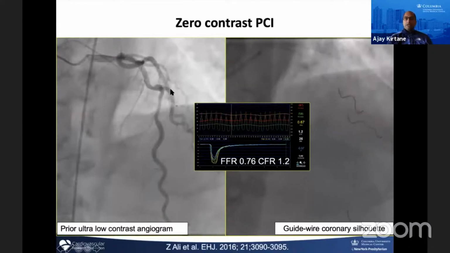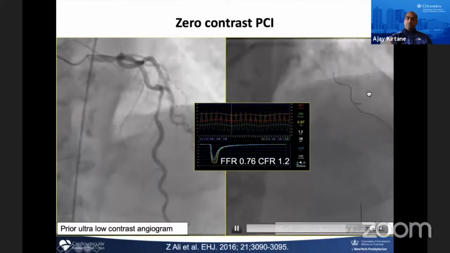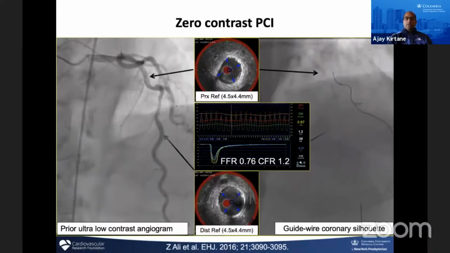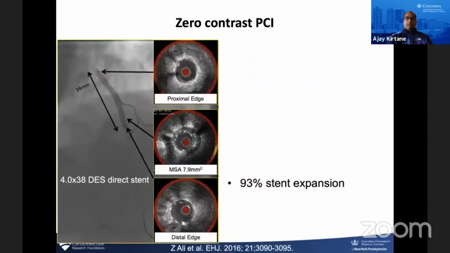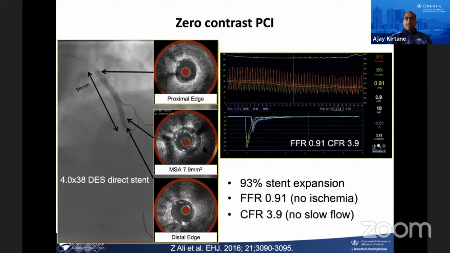And then with imaging and wire guidance and actually matching this up to landmarks like the calcium and otherwise, you can place your stent successfully. And so this is just an example of that. Basically what we do is you put the stent in, you do it imaging guided, you expand the stent adequately. If you need to, you can check the post physiology, and you don't really need to give contrast. And this was published by Ziad Ali in European Heart Journal from our series at Columbia.